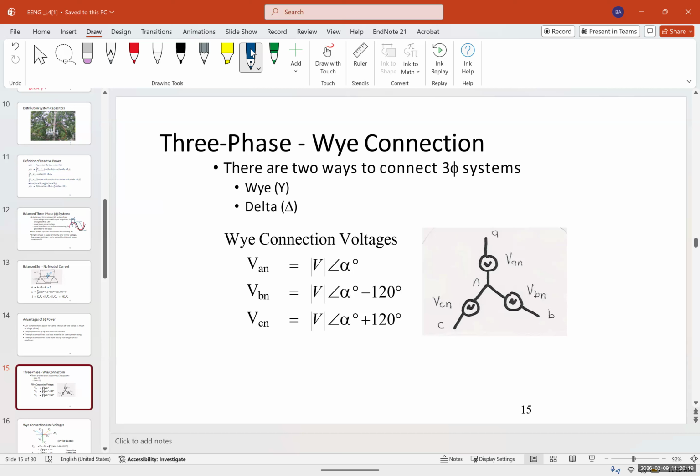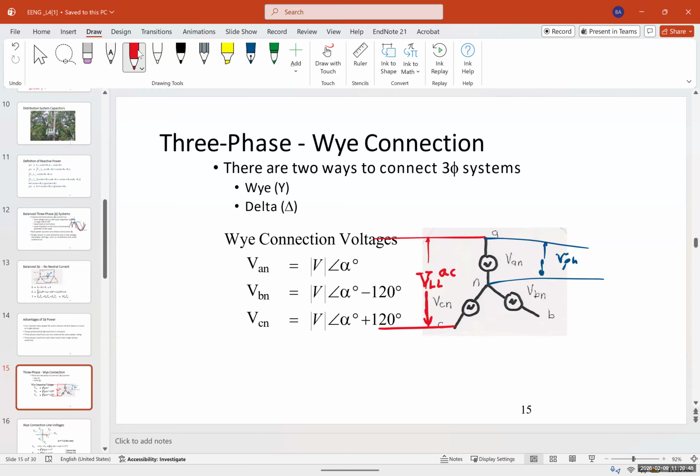So the voltage that we have between the phase and neutral is called the phase voltage. Sometimes we call it V phase. And the voltage between two different phases is called V line to line. And this is VAC line to line, and this is VAN.